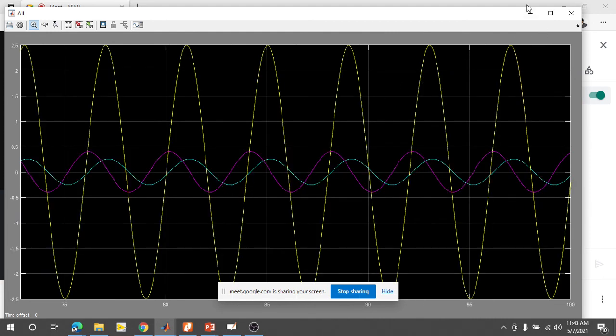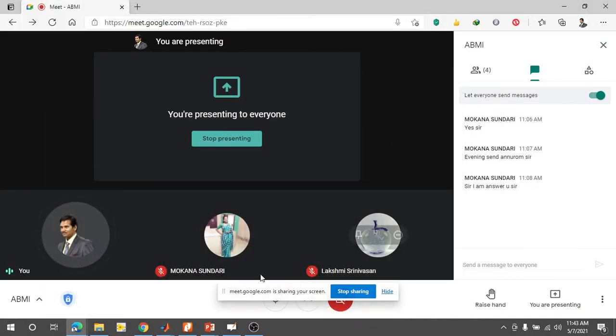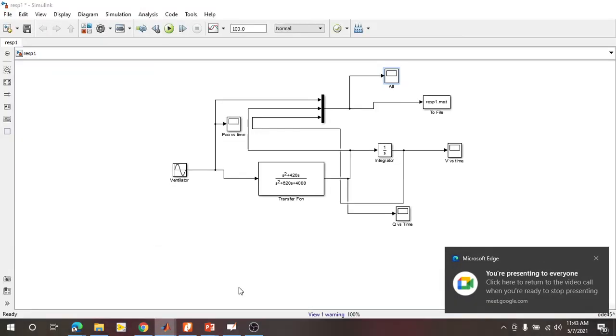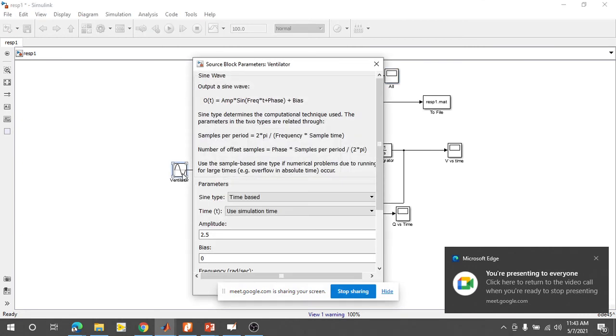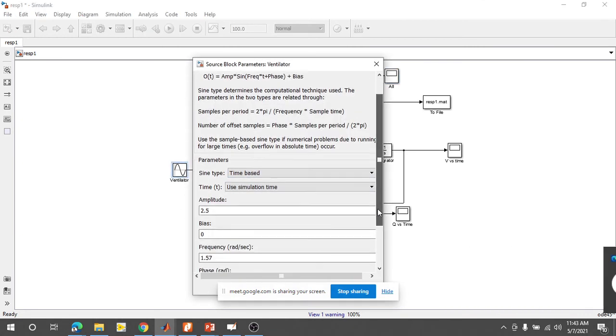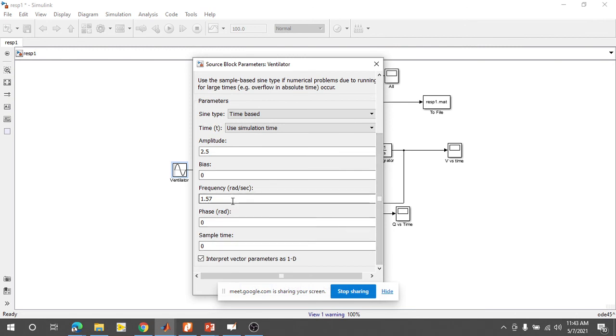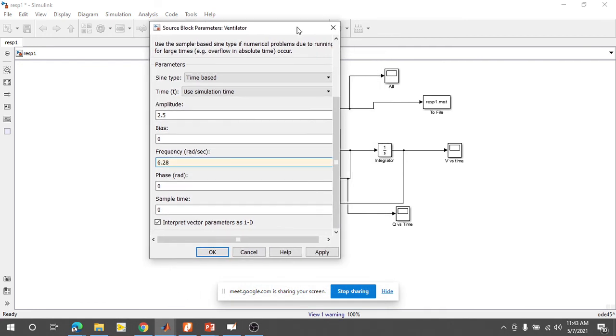Now what we'll do is we'll try to increase the frequency and see what output we are getting. So instead of 1.57, we'll give it 4 times. 4 times will account to 6.28, I think. Yes, 6.28 is correct, since it was 60 by 15 into 1.57. I'll just apply.